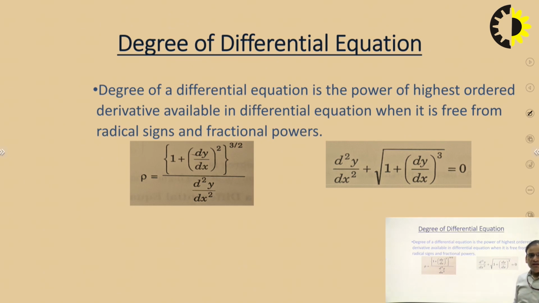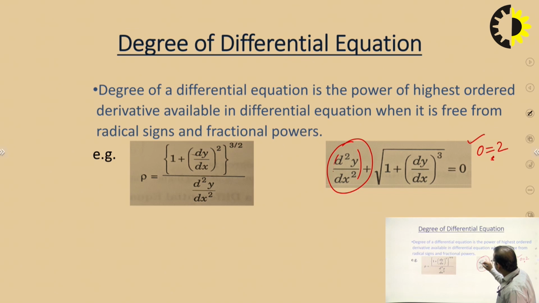So you can see here, if we consider this equation first, the derivative of the highest order is occurring here. Therefore, the order of this equation is 2, and the power of this derivative is 1. So the degree of this is 1.